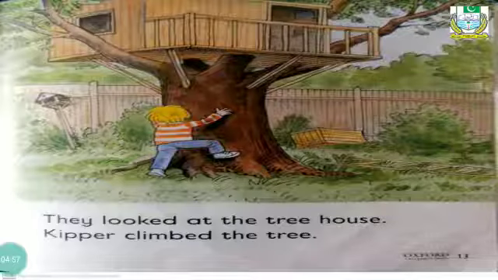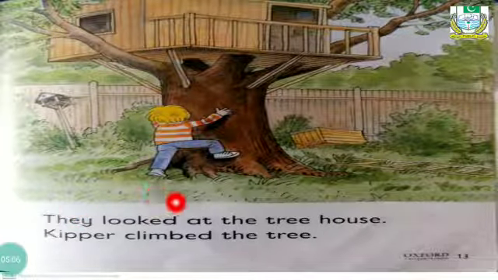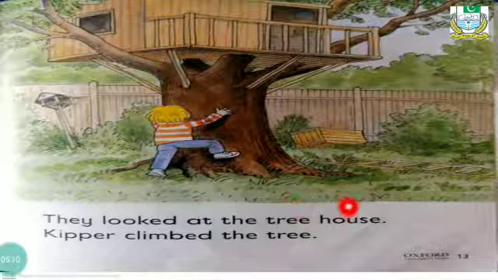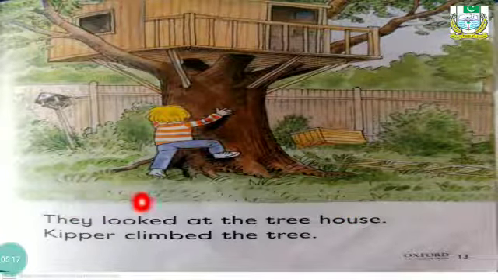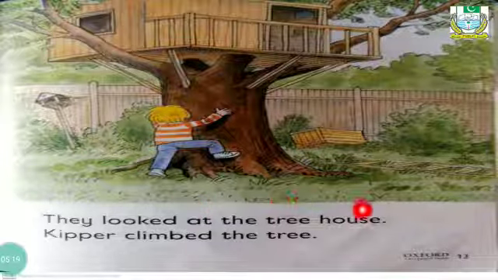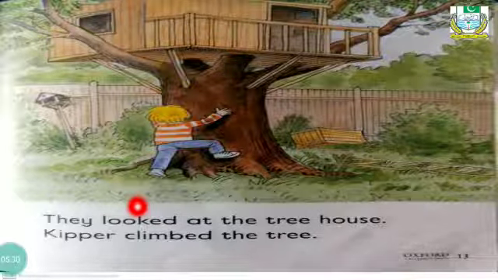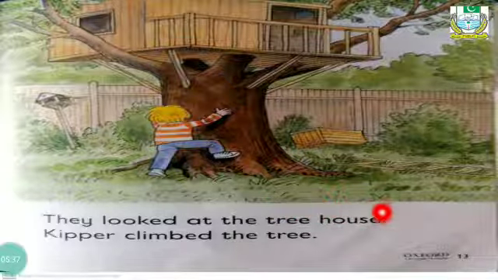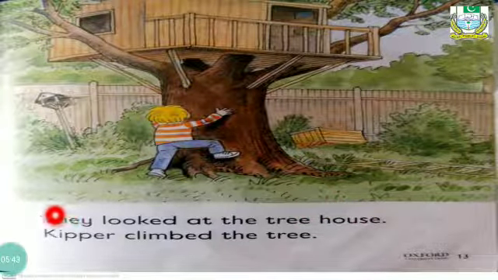Okay, now we are on page number 13. They looked at the tree house. There is a tree house in the garden. Here you can circle looked. Looked is a verb. And you can highlight tree and house. Highlight tree and house. Next sentence.